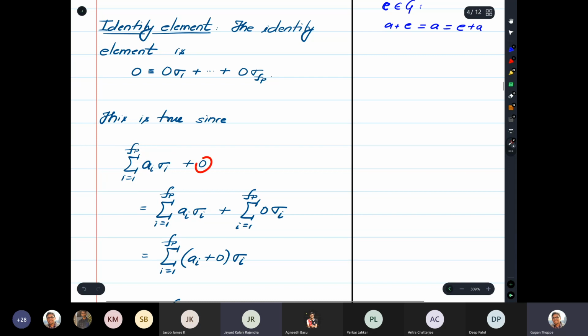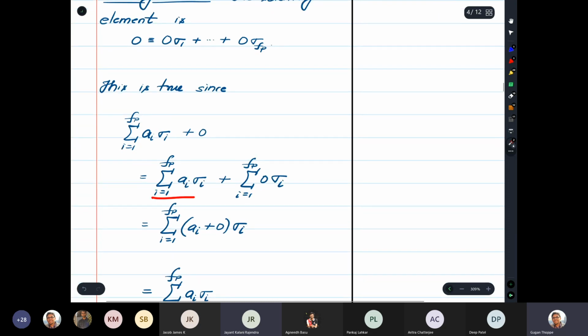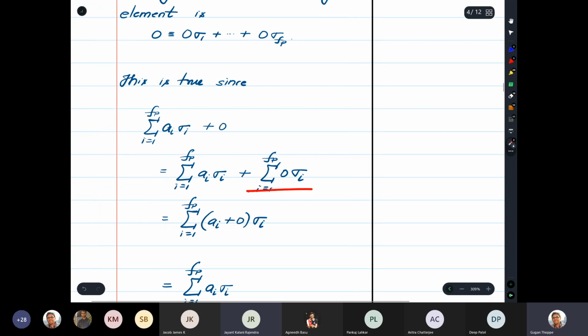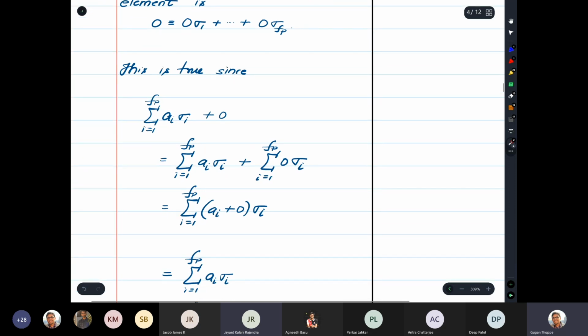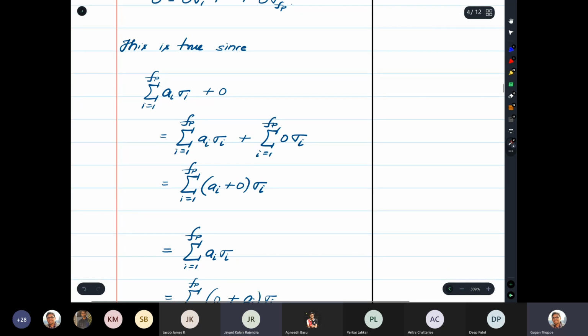So recall what this 0 is. Well, this 0 is just the summation i equals 1 to fp 0 sigma i, right? So this is what I'm supposed to add. If I try to add this here, from the rules of our addition, we have to add the corresponding coefficients, which is ai plus 0, and write that as the coefficient of sigma i, right? So this is ai plus 0.